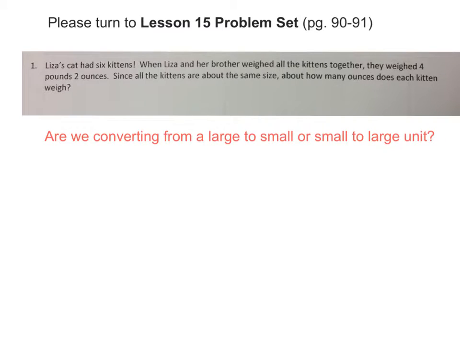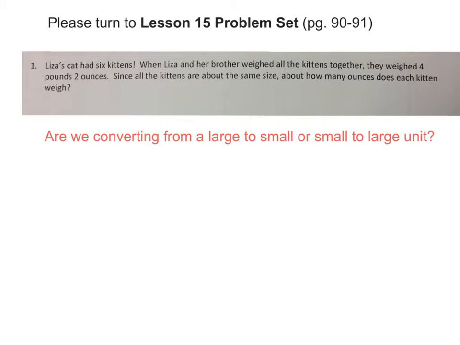So number 1, it says, Liza's cat had 6 kittens. When Liza and her brother weighed all the kittens together, they weighed 4 pounds, 2 ounces. Since the kittens are all about the same size, about how many ounces does each kitten weigh? Does this problem sound familiar? Yes. Is it exactly the same? No. Given what we did together during the problem of the day, take a moment right now to draw yourself a tape diagram and see if you can solve this problem.